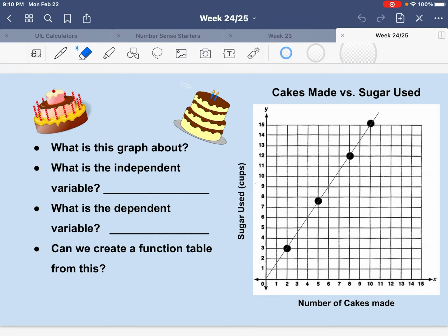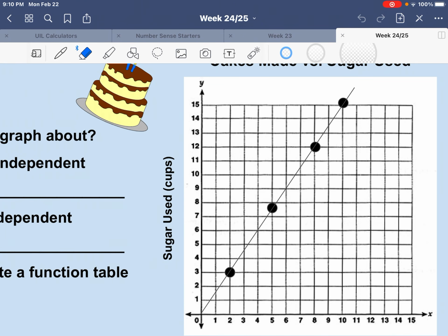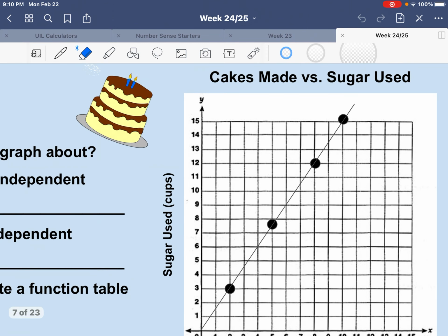I want to talk to you a little bit about algebraic representations. First of all, I want to look closely at this graph, and hopefully you can see it from where you're at. Let's look at the name of the graph. The name of the graph in this picture is cakes made versus sugar used. That's the name of this graph.